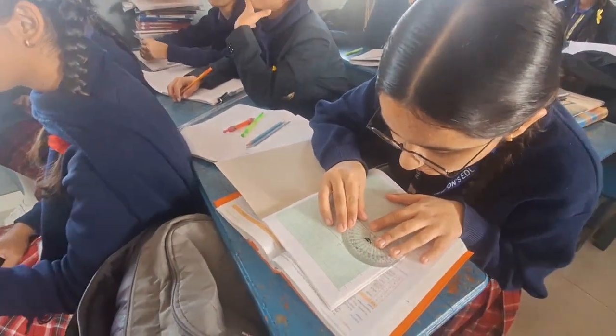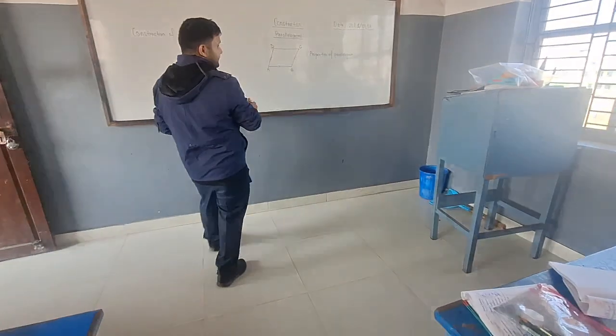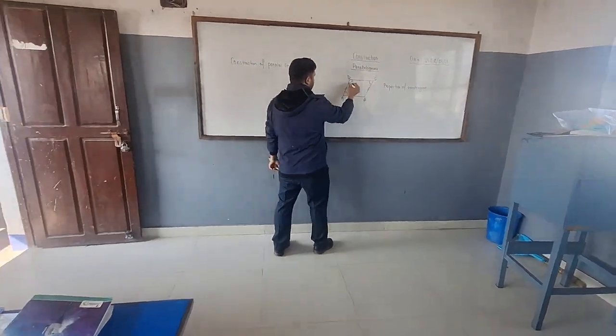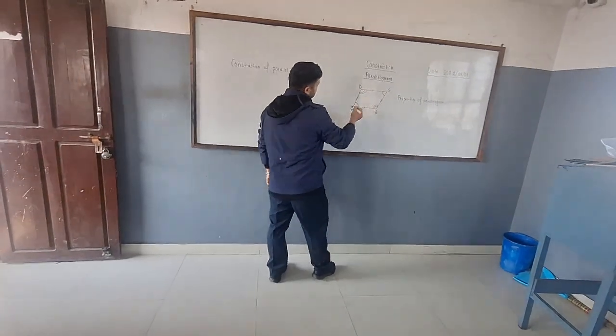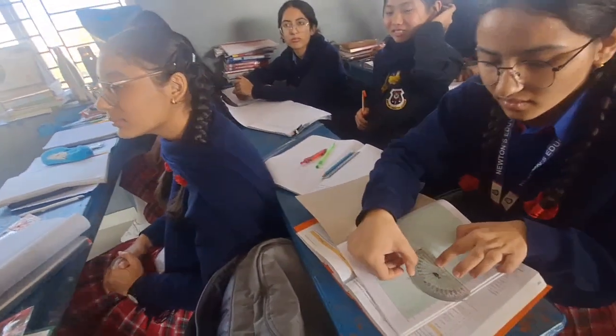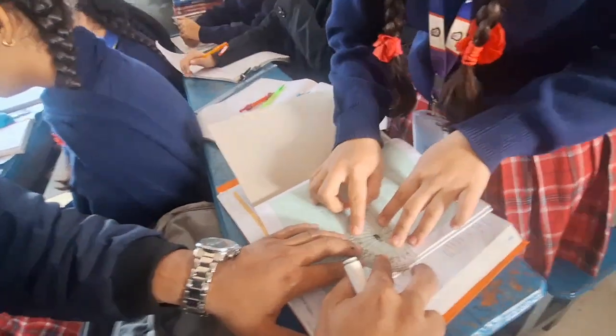Are you all aware what opposite angles look like? What is the opposite angle of A? C. What is the opposite angle of B? D. Okay. So these are the opposite angles of a parallelogram. How many degrees is this? Angle A is 110 degrees.